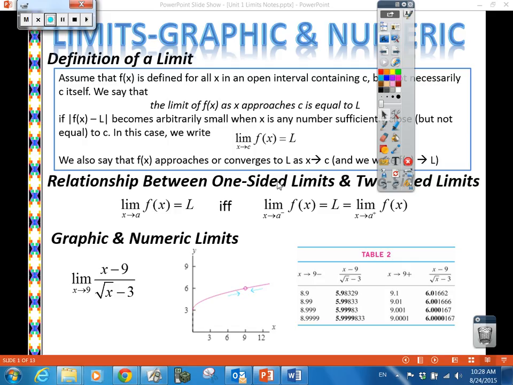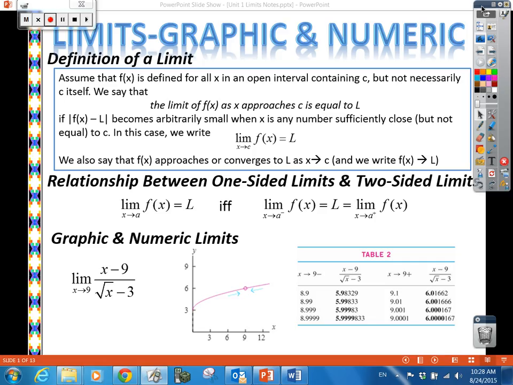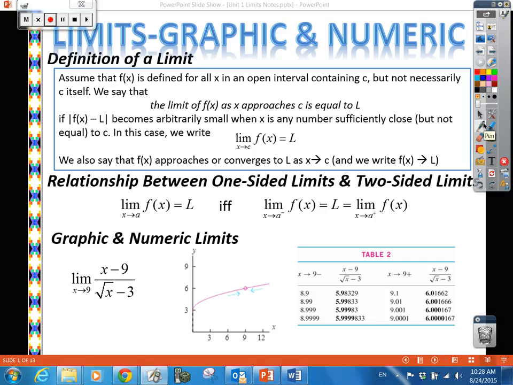Okay guys, let's take a look at today's lesson. We're going to be looking at limits, both graphic and numeric. So let's take a look.